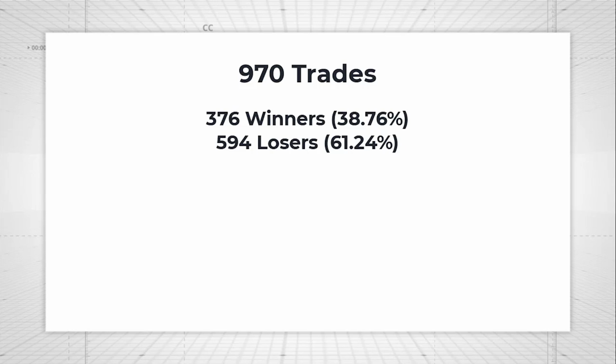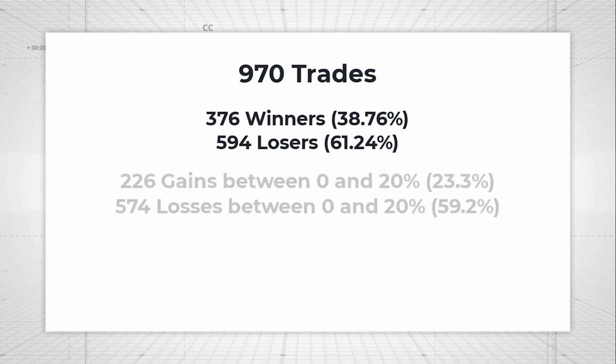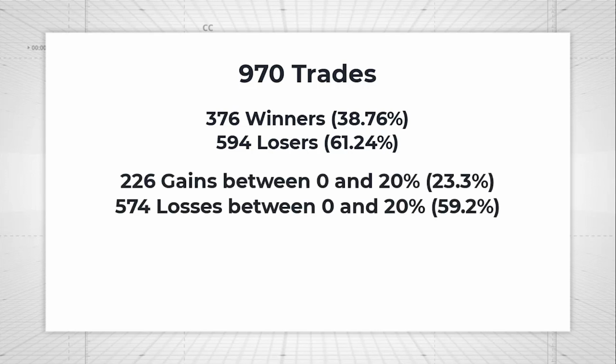I'm going to test without dividends. That's the way it should be, I think. But here's where trend following excels. All right, you had 226 gains between 0 and 20%, 23% of trades. You had 574 losses between 0 and 20%, 59%.